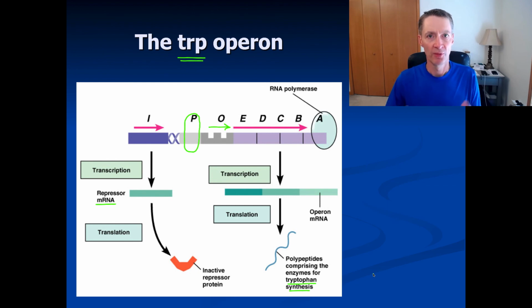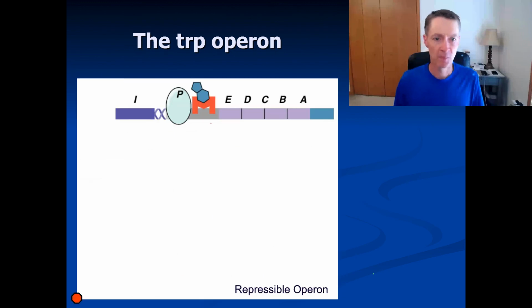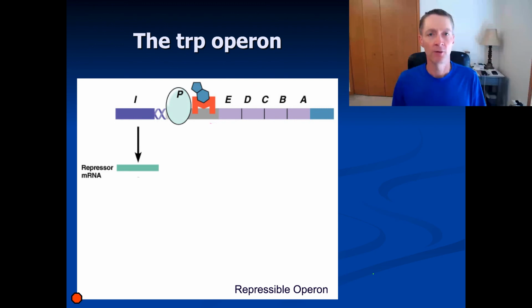All right, so the native situation is that we'll make the tryptophan. With the lac operon, the native situation was that we would not make the products, right? Here, the native situation is that we will make the products. All right, let's look at the trp operon, but now let's say that there's plenty of tryptophan in the tube, okay? We'd have the mRNA for the repressor produced. We'd have an inactive repressor protein to get started.